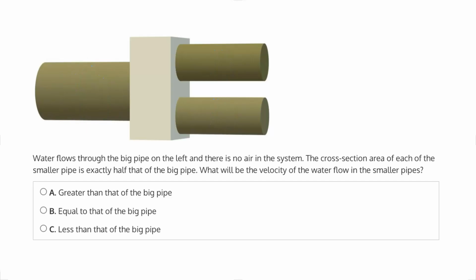Now, the resulting question is, what will be the velocity of the water flowing through the smaller pipes? So how fast will water flow through these pipes? And we have three answer options. Option A is greater than that of the big pipe. Option B is equal to that of the big pipe. Or C, less than that of the big pipe.